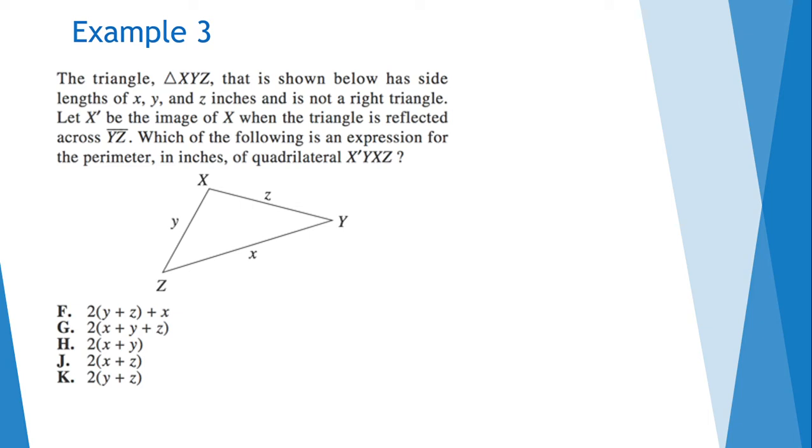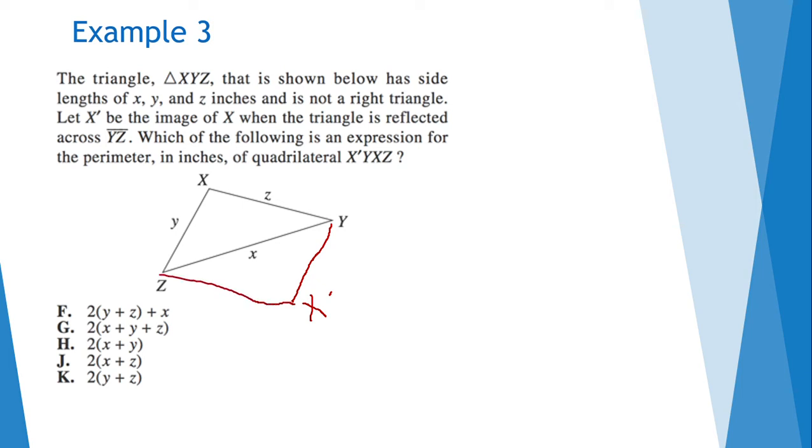So if I'm reflecting x across the line yz, that means I'd end up with something right here, like x prime. And if I wanted to make it a quadrilateral, I'm just going to connect all the points in the order that it's shown here. So I would connect x prime to y, y to x, x to z, and z back to x prime.